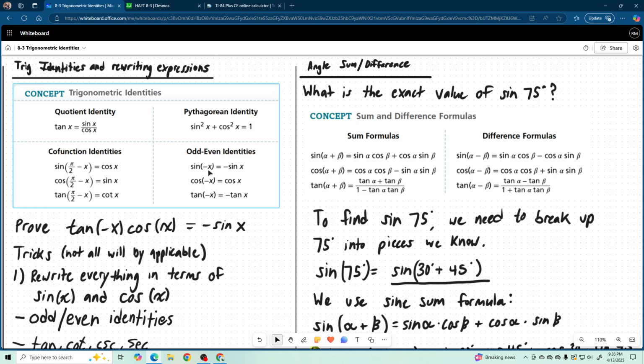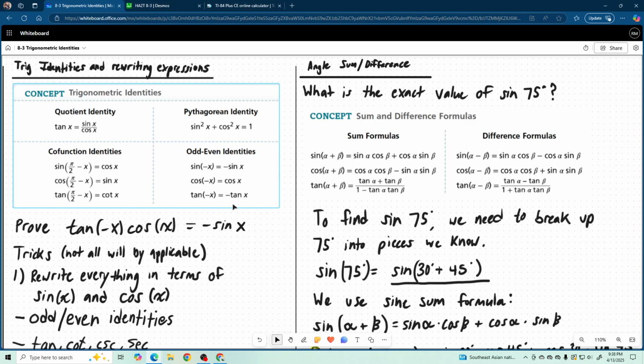So, all right, and then last we have our odd even identities, which are the ones we just learned, right? Sine of negative x is negative sine of x, and then cosine of negative x is cosine of x, and then tangent, also being an odd function, is tangent of negative x equals negative tangent of x.